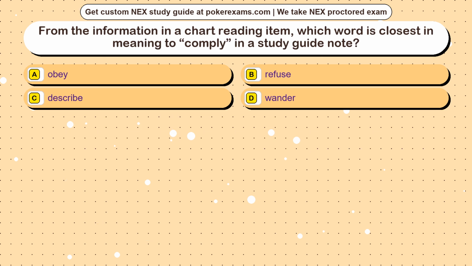Question 22. From the information in a chart reading item, which word is closest in meaning to comply in a study guide note? Option A, obey. Option B, refuse. Option C, describe. Option D, wander.